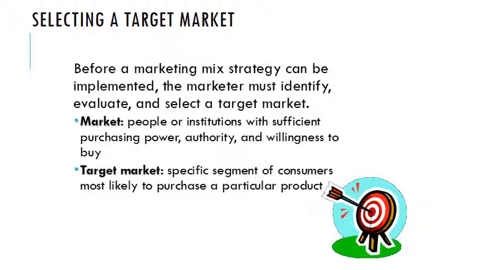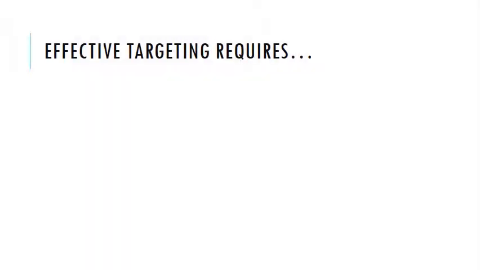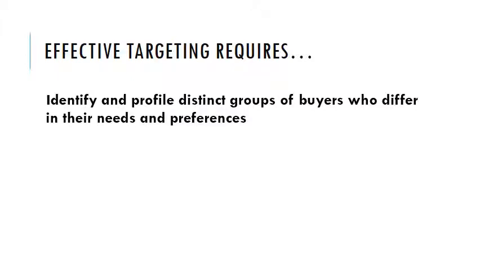But the complete market cannot be a target area for a company selling any kind of product. So each and every company will have a target market. A target market is a specific segment of customers most likely to purchase a particular product. With this insight, effective targeting requires identifying and profiling distinct groups of buyers who differ in their needs and preferences. Even if we take Kerala as a whole as a market, or India as a whole, we cannot find everybody with homogeneous needs or uniform needs. There are always groups of people who have their own set of needs. So this is where identification of the target market is important.